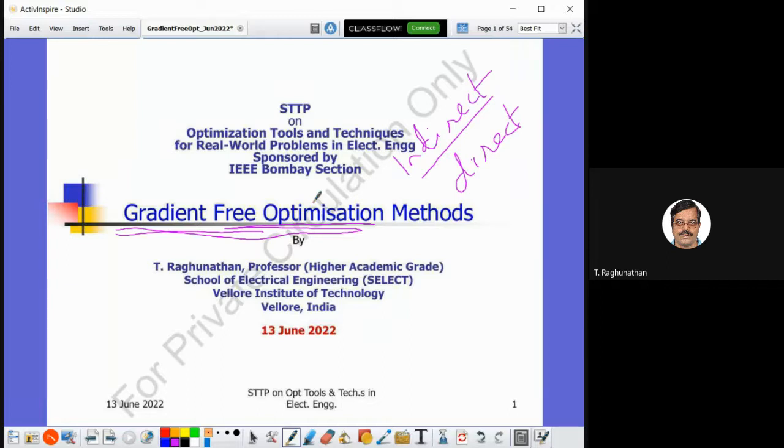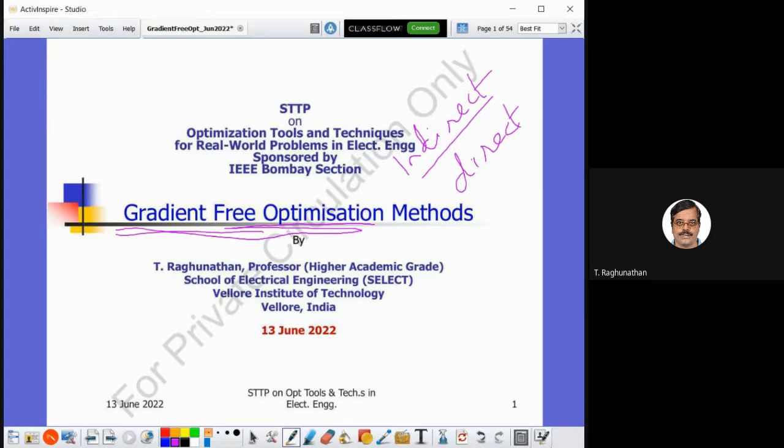In terms of classification, gradient based methods are indirect and gradient free methods are direct. Like I told you yesterday, you can also define optimization in terms of static or dynamic optimization, single objective or multiple objective, etc. So towards the end, I told you that optimization is a vast area. Maybe in future, you can have one full branch of engineering dedicated to that.